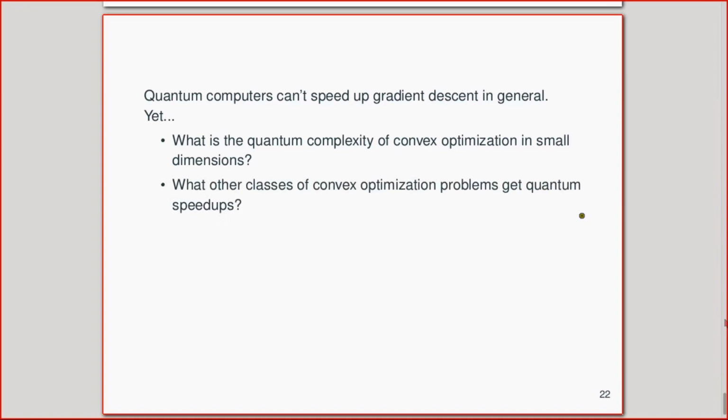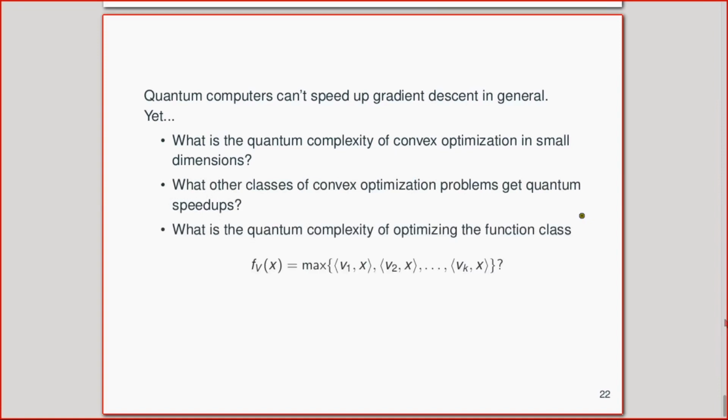The open problems are of a similar nature. What if we change the guarantees that are given to us? What if our function that we're trying to optimize is not just convex, but say it's a quadratic function? In that case, we don't know whether quantum computers can give a speed up over classical computers or not. Those are the more high-level open questions.